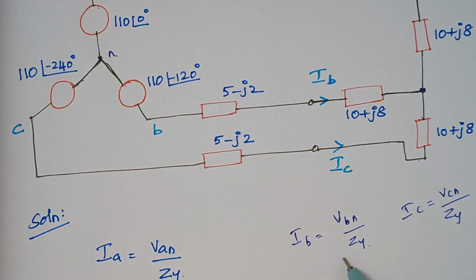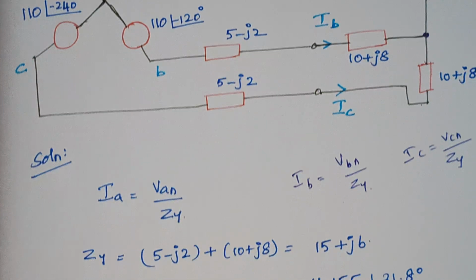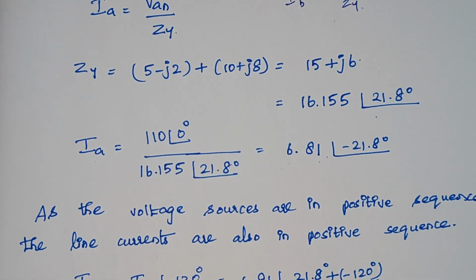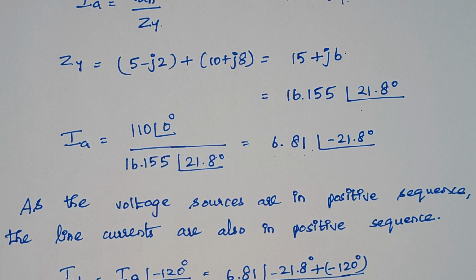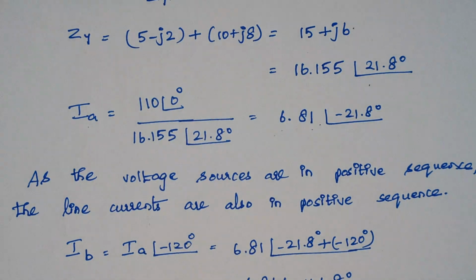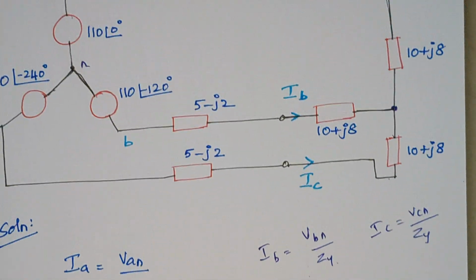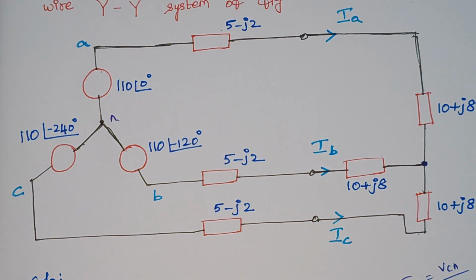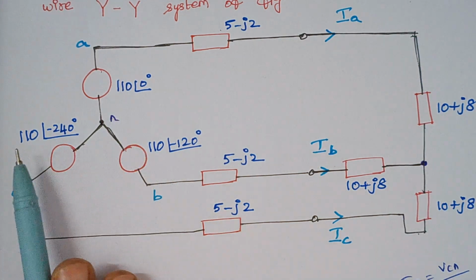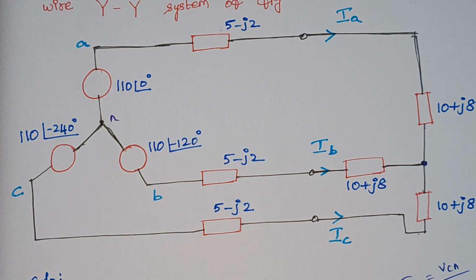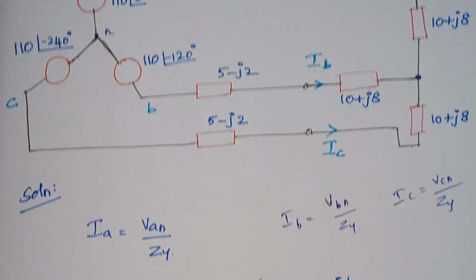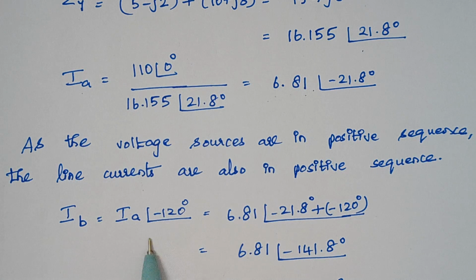You can solve by this method also, but here I had adopted a simple technique. As the voltage sources are in positive sequence, the line currents are also in positive sequence. That is, they are also displaced by the same angle. So IB is nothing but IA with a phase angle of minus 120 degrees. When you look at this diagram, the magnitude remains the same: 110, 110, 110. The only thing is the angle differs. So IB can be written as IA with an angle of minus 120.